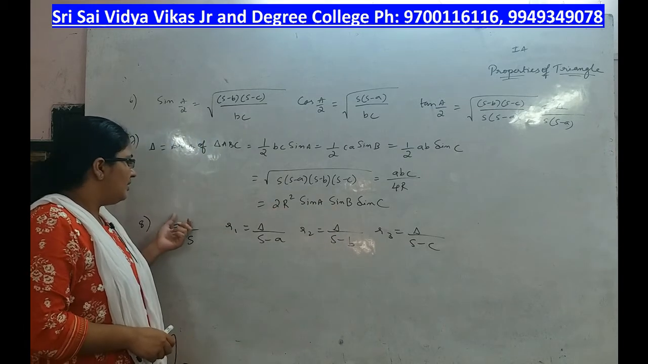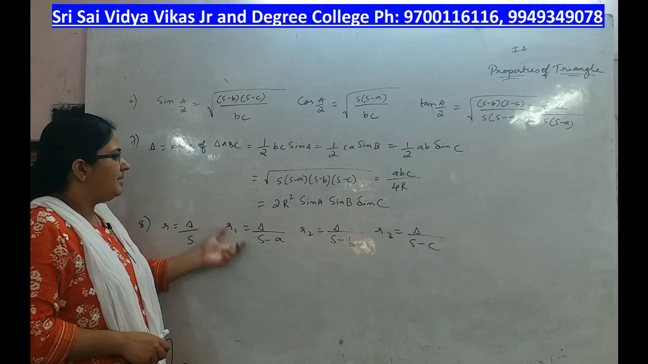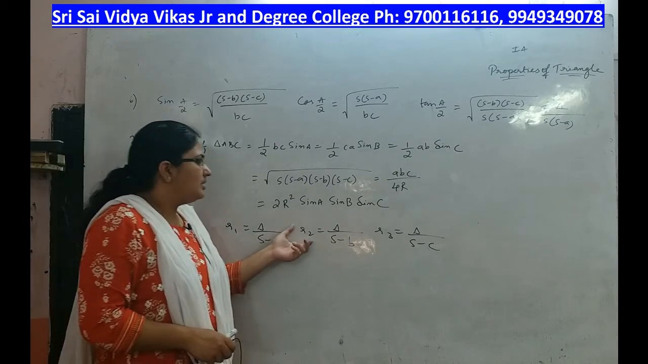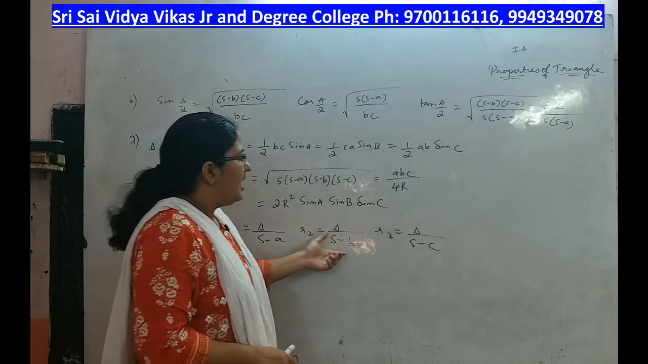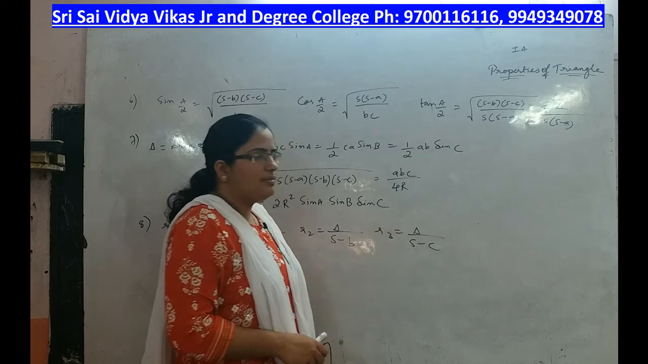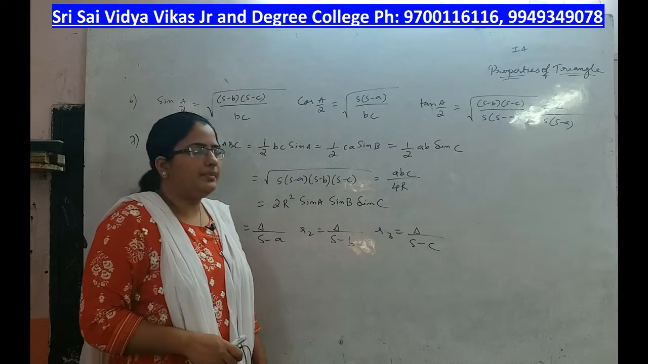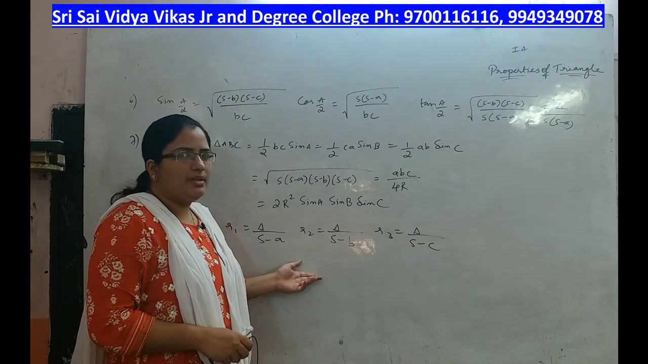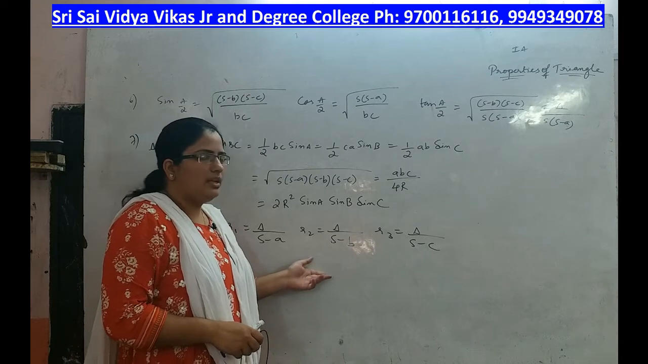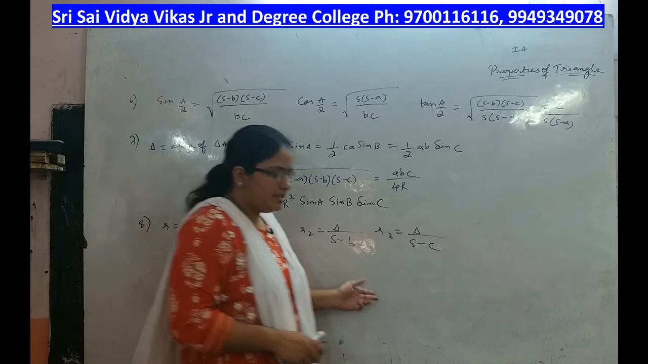r is equal to delta by s. r1 is delta by (s minus a). r2 is delta by (s minus b). r3 is delta by (s minus c). So this is what we have in the next set of formulas. Note down the formulas first.